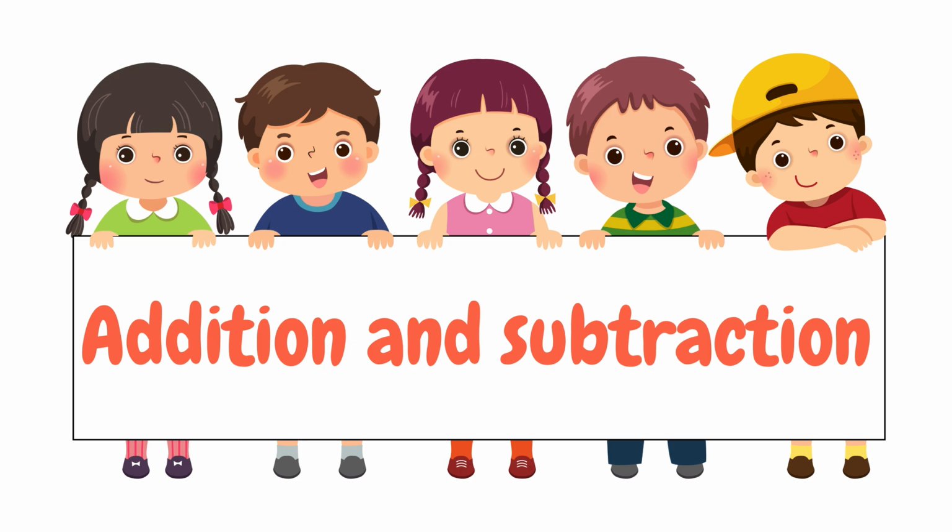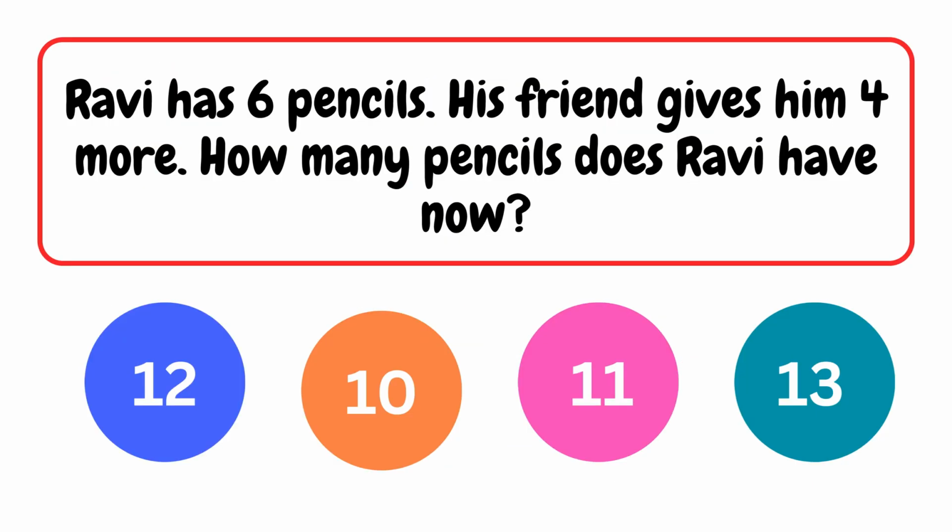Addition and subtraction. Ravi has 6 pencils. His friend gives him 4 more. How many pencils does Ravi have now?